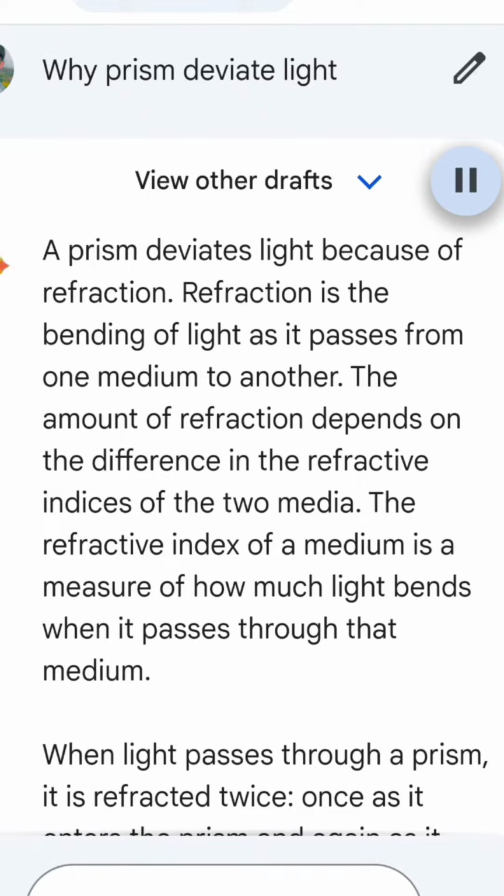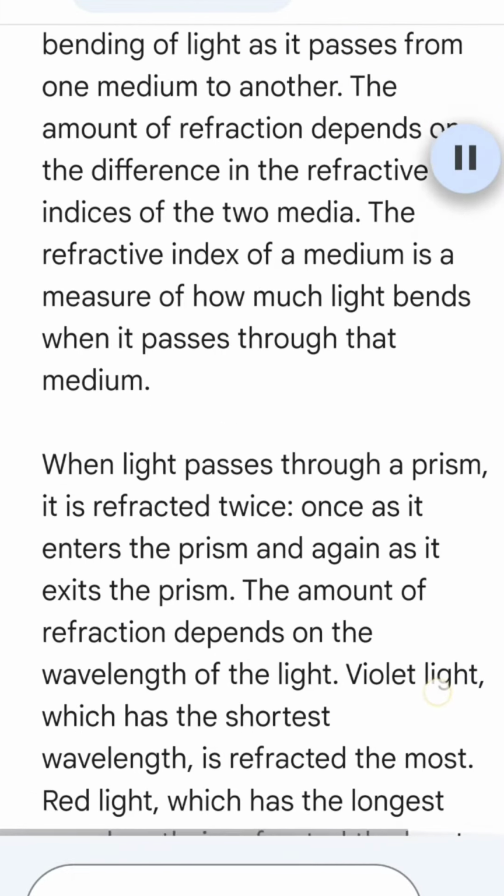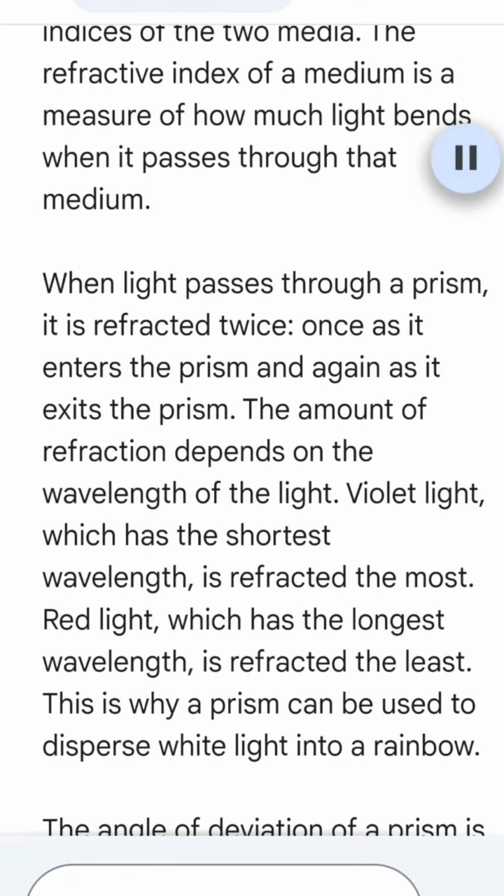When light passes through a prism, it is refracted twice, once as it enters the prism and again as it exits the prism. The amount of refraction depends on the wavelength of the light. Violet light, which has the shortest wavelength, is refracted the most. Red light, which has the longest wavelength, is refracted the least. This is why a prism can be used to disperse white light into a rainbow.